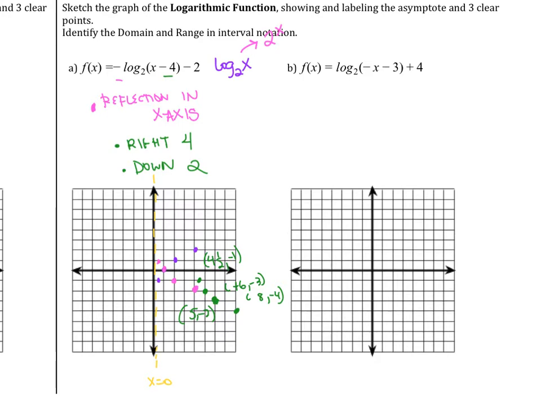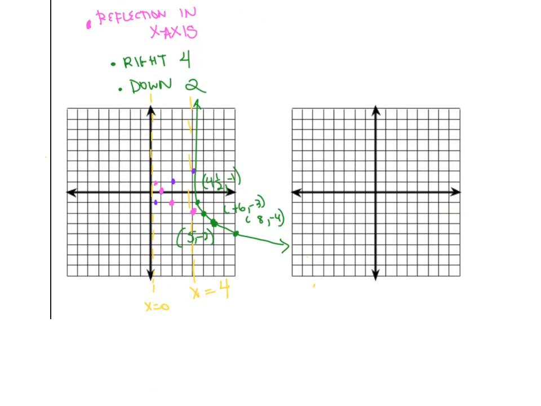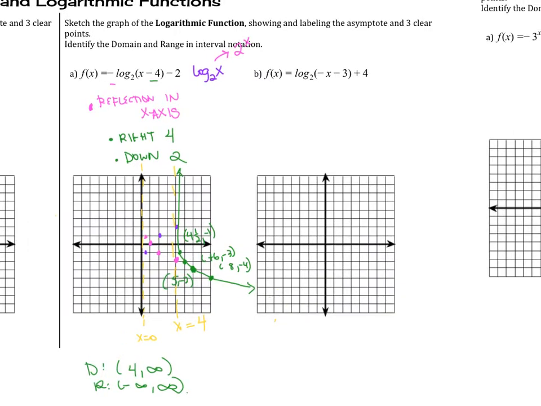Now we also have to move our vertical asymptote because it shifted to the right 4. So remember, I have to plug in numbers larger than 4, so that helps you with the domain as well. Therefore, my asymptote is x equals positive 4, and then I can finish out my curve. So it goes like this. Let's talk about domain. Our domain is from 4 to infinity. Our range is negative infinity to infinity. So that's a reflection in the x-axis.